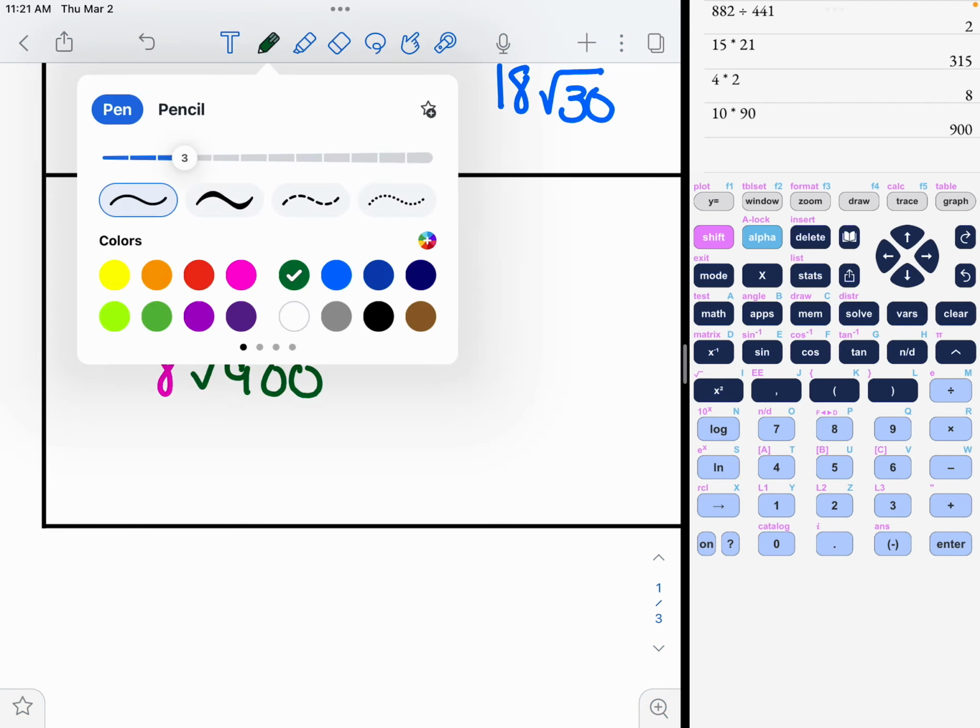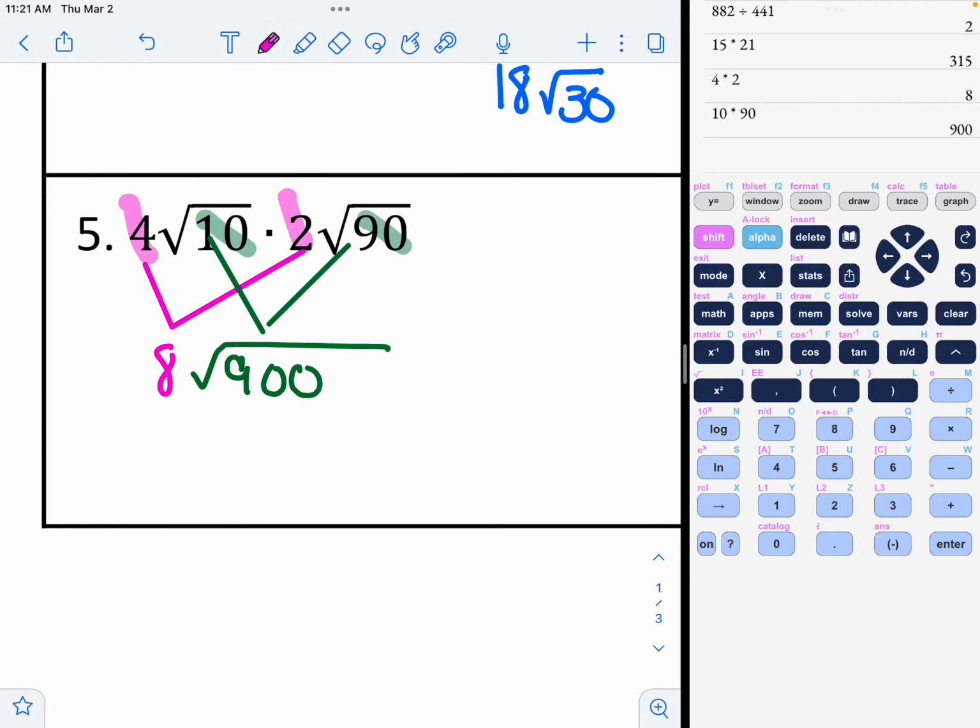All right, drop that 8 down again. So you multiply outside and outside, you multiply inside and inside, you drop the outside and you break up the inside. It's not perfect, right? I'm gonna write not perfect.